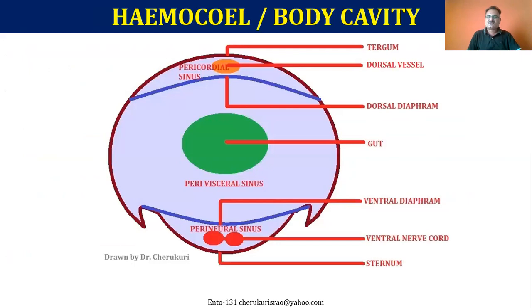If you cut open the insect dorsoventrally, this is how it looks inside. The entire body cavity can be divided into three chambers, and each chamber we call a sinus. That division is because of a muscular tissue forming laterally, called the dorsal diaphragm. The blue line is the dorsal diaphragm, a very thin muscular structure on the dorsal side, which separates the gut from the dorsal blood vessel. That is what we call the heart, the dorsal blood vessel.